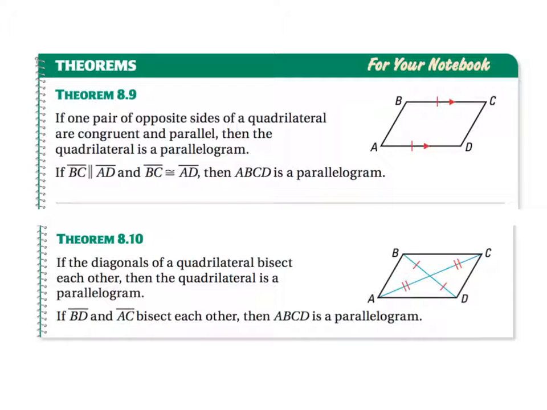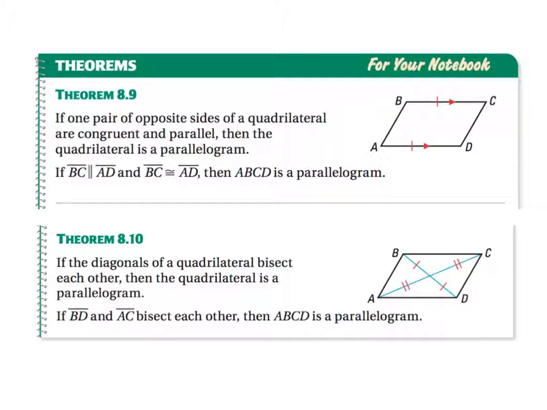Let's start with theorem 8.9. If one pair of opposite sides of a quadrilateral are congruent and parallel, then the quadrilateral is a parallelogram. So looking at the diagram, if we see that just one pair, BC and AD, are not just congruent but also parallel, then we can conclude that quadrilateral ABCD is a parallelogram.